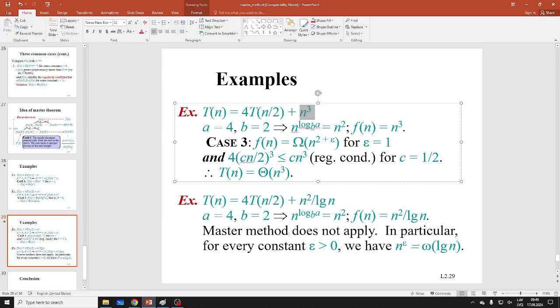Finally, you see something strange like this. This is like n squared divided by log n. Well, the good news is you don't have to worry about the master method because it does not apply. I don't know how you solve this, because it oscillates. There are some oscillations. You can't really say anything good about this one. So it's not solvable by the master method.